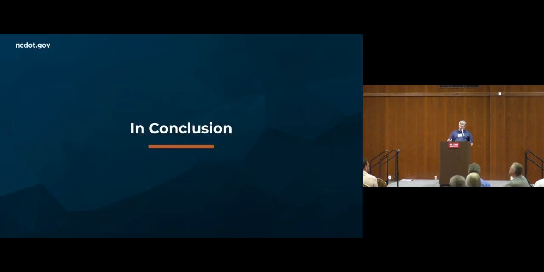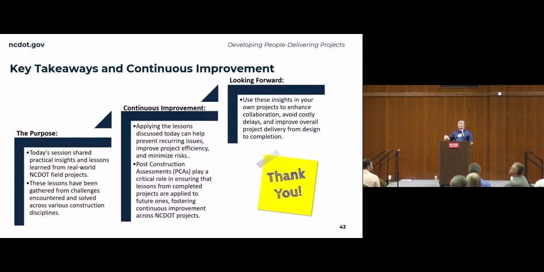And in conclusion, hopefully the purpose of today's session was to share practical insights and lessons learned from real-world NCDOT field projects. The lessons have been gathered from challenges encountered and solved across various construction disciplines. Continuous improvement: applying the lessons discussed today can help prevent recurring issues, improve project efficiency, and minimize risk. Post-construction assessments play a critical role in ensuring that lessons from completed projects are applied to future ones, fostering continuous improvements across NCDOT projects.